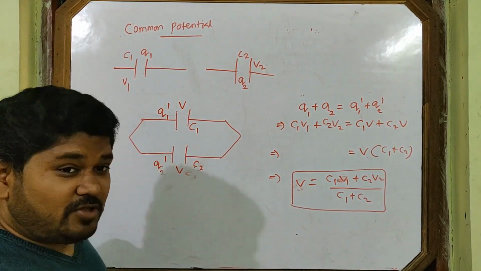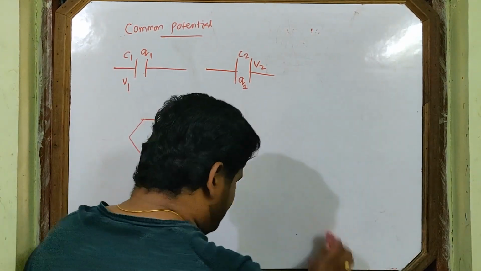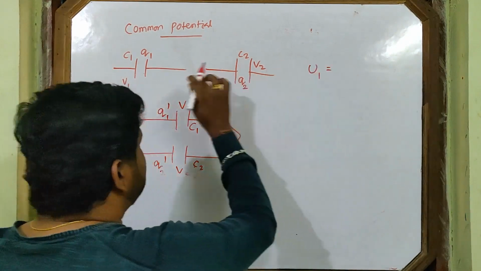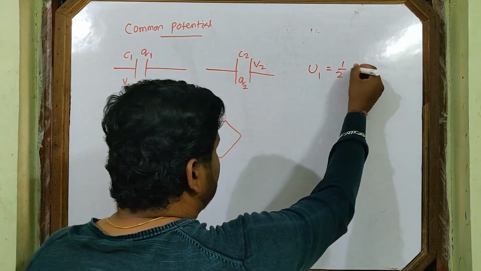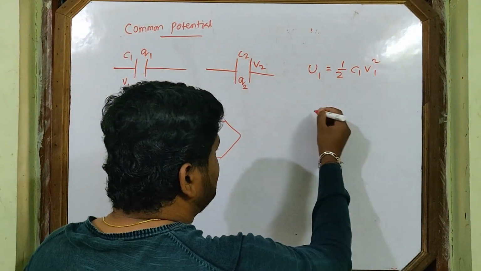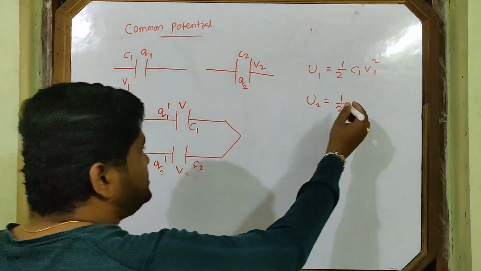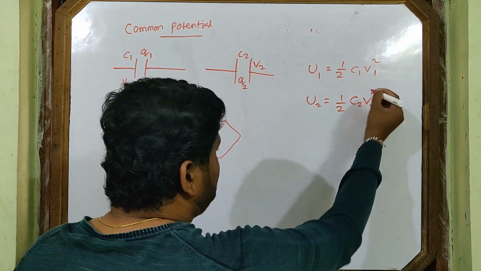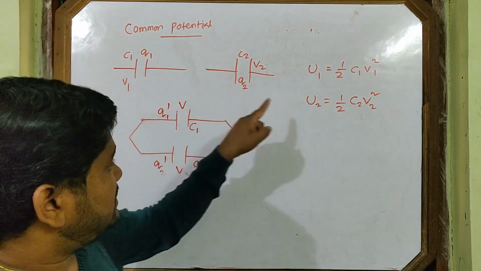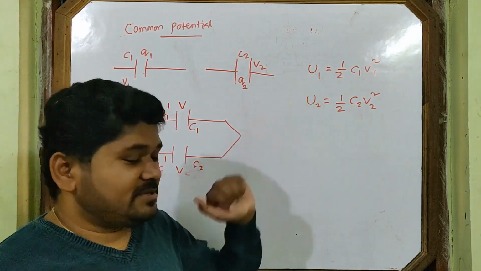What about the energy stored? Let's see. Initially, before combination, what is the energy? Half C1 V1 square, then half C2 V2 square. This is the energy of the two capacitors.